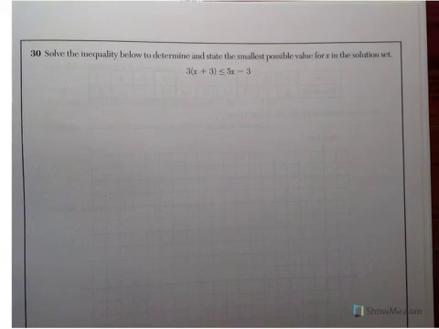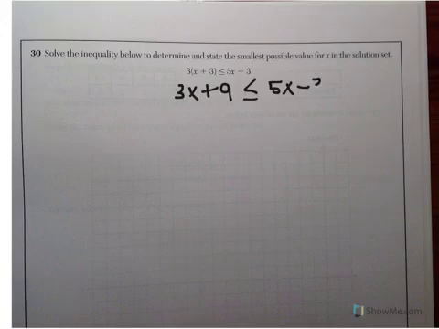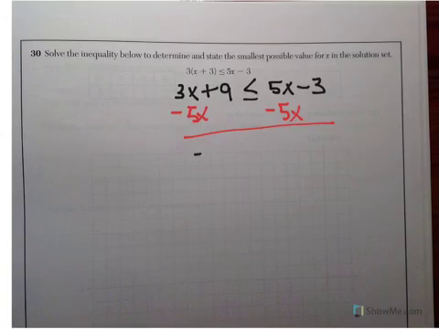This is number 30. Solve the inequality below to determine and state the smallest possible value for x in the solution set. So what I'm going to do first is distribute the 3. So I'll end up with 3x plus 9 is less than or equal to 5x minus 3. The next step I'm going to do is move all my x's to the left-hand side. I always like the x's on the left-hand side of the inequality. So I'm left with a negative 2x plus 9 less than or equal to negative 3.